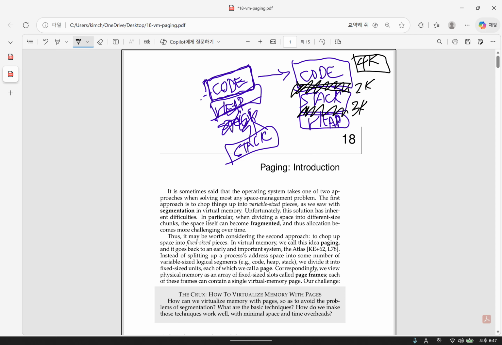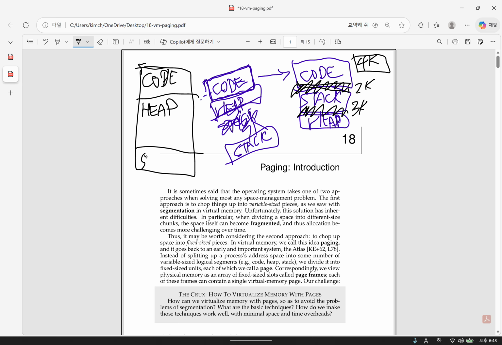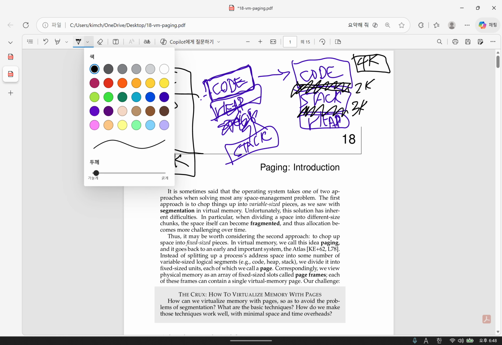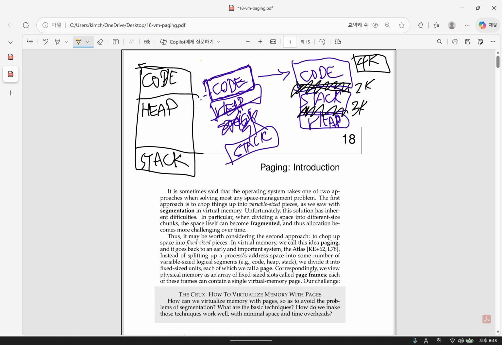So what we are trying to do now is, let's say we have a memory. This is the virtual memory with the code, with the heap, and with the stack. What we do is we divide this into equal sizes, let's say 4 kilobytes, and then we save them to the physical memory, right?